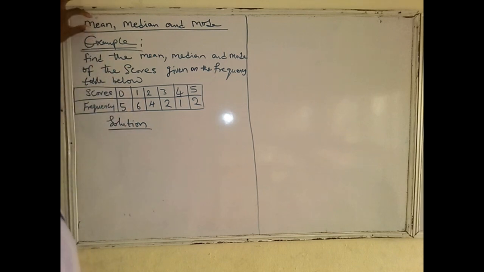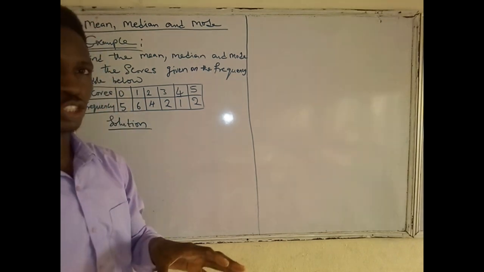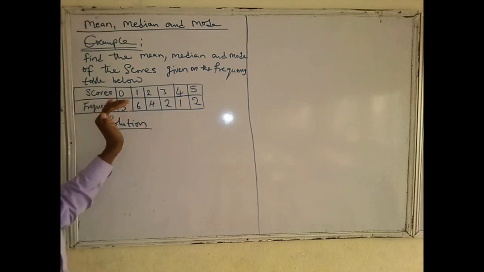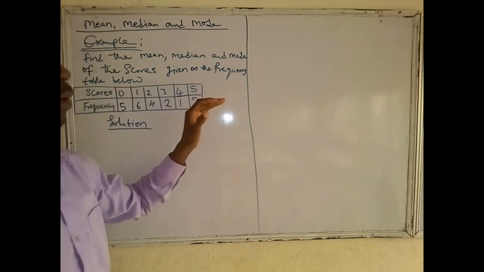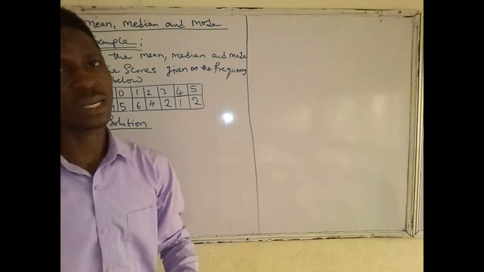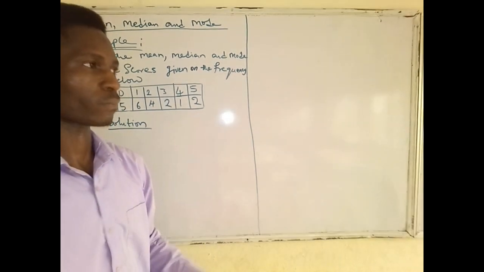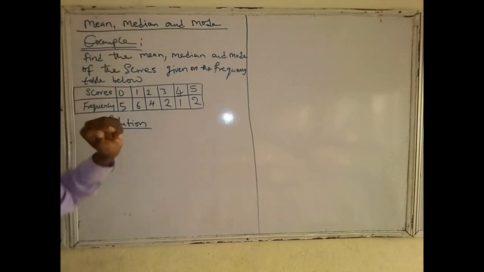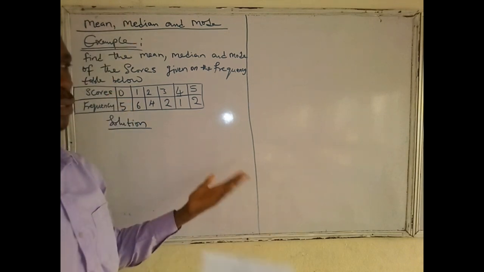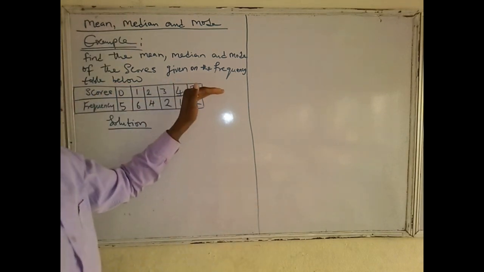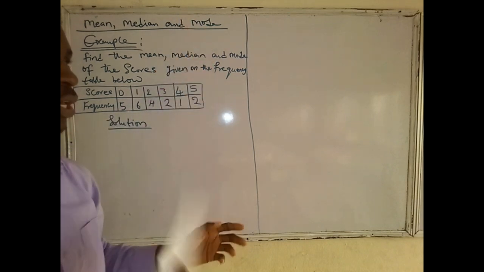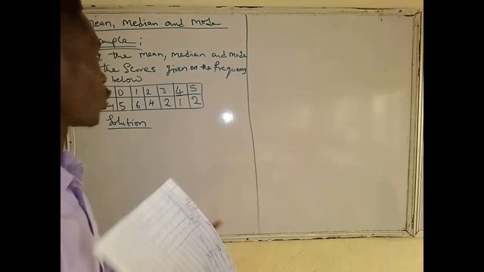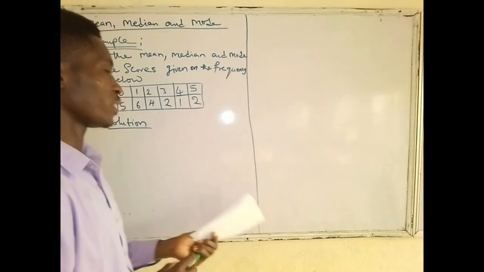For instance, the mean is simply the average score, like you're given in the question here. The average score is simply taking the sum of all the scores and dividing by the number of participants in the exam. While the median is the middle score, the middle number within the scores. And the mode is the number with the highest frequency. So we go straight into solving this.